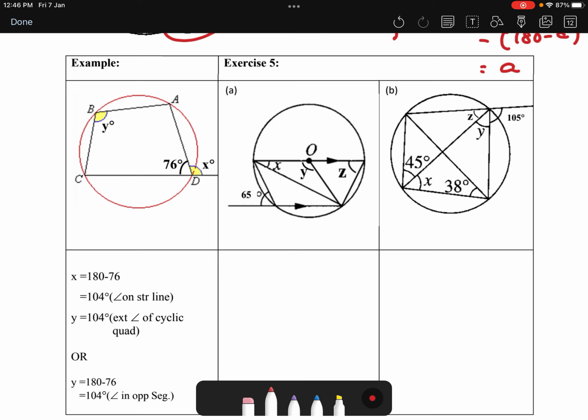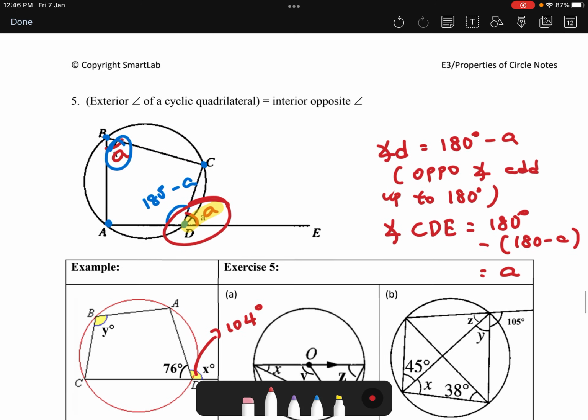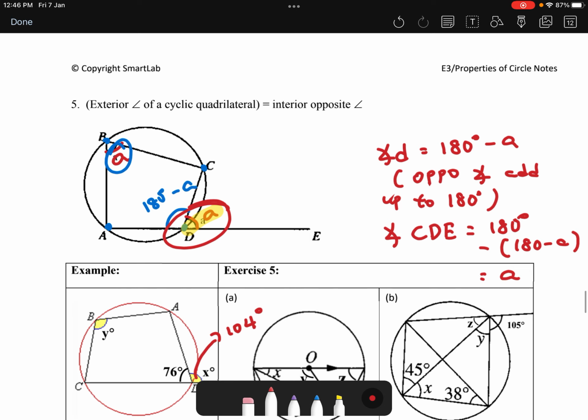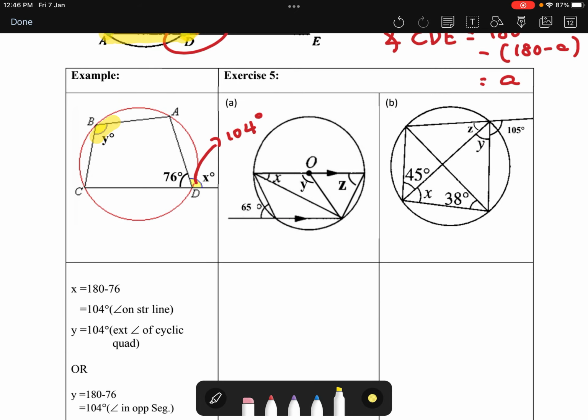Okay, let's take a look at this example. We want to find angles Y and X respectively. Maybe I find angle X first. Angle X is quite simple to find. You just use 180 minus 76, equal to 104 degrees. For angle Y, this is called the exterior angle of a cyclic quadrilateral. Cyclic quadrilateral means that all these 4 points touch the circumference of the circle. For this angle Y, you just need to talk about 180 minus 76, and you will get 104 degrees.